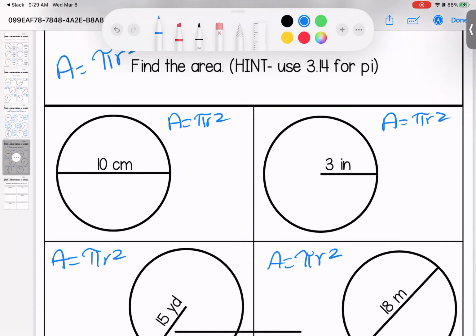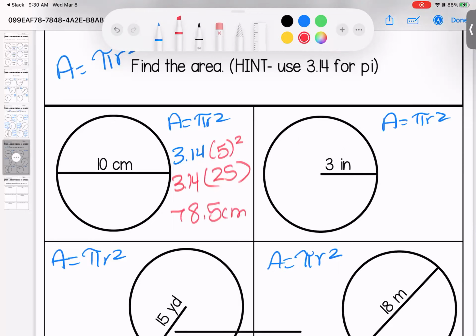The beautiful thing about multiplication is we could do it in any order and we're still going to get the same answer. So for this one, let's look at it. We have 3.14. It gave me the diameter, so I'm going to cut that in half. So I'm going to do 5 squared. What I'm going to do is put the 5 squared into my calculator first. 5 times 5 is 25. Then I'm going to multiply it out. When I do that, I get 78.5 centimeters.